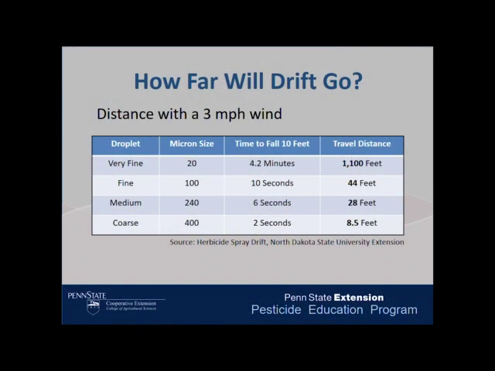So how far will drift go? This is in a 3 mile per hour wind, and you see the very fine droplet, what we say 20 microns. It will actually travel 1,100 feet. And it takes about 4.2 minutes to fall 10 feet. So you can see that it's very prone to fall 10 feet, but it will travel 1,100 feet in that time. You get down to a medium droplet size, 240 microns. It takes about 6 seconds to fall that 10 feet, but it'll travel 28 feet. So you can see that from a coarse droplet size to very fine, there's a huge difference in the amount of distance that droplet can travel.